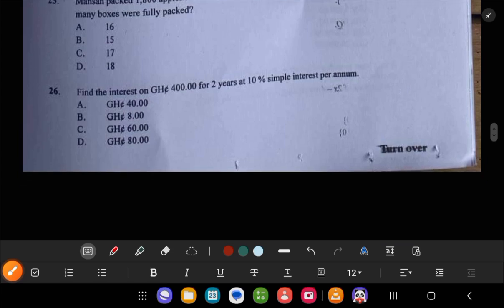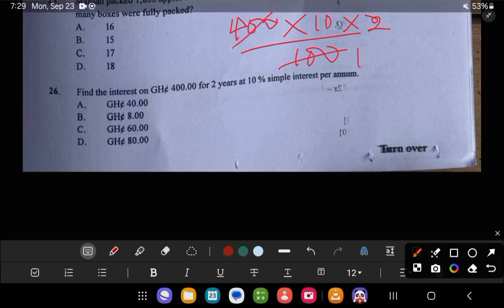26. Find the interest on 400 cedis for 2 years at 10%. Okay, so simple interest. Principal over here is 400. So principal times rate times time over 100. 400, which is the principal, times rate 10% times time 2 years over 100. 100 here 1, 100 here 4. So 4 times 10 is 40. 40 times 2 is what? 80. So question 26, the answer is 80 Ghana cedis.